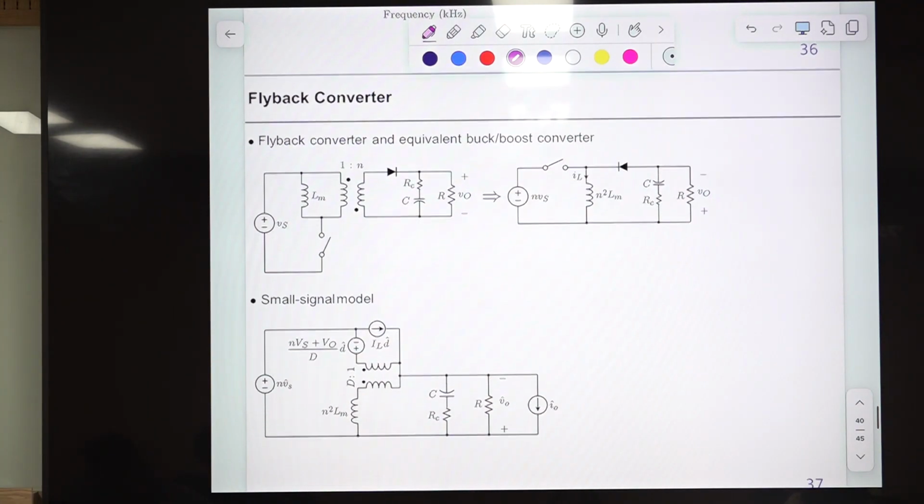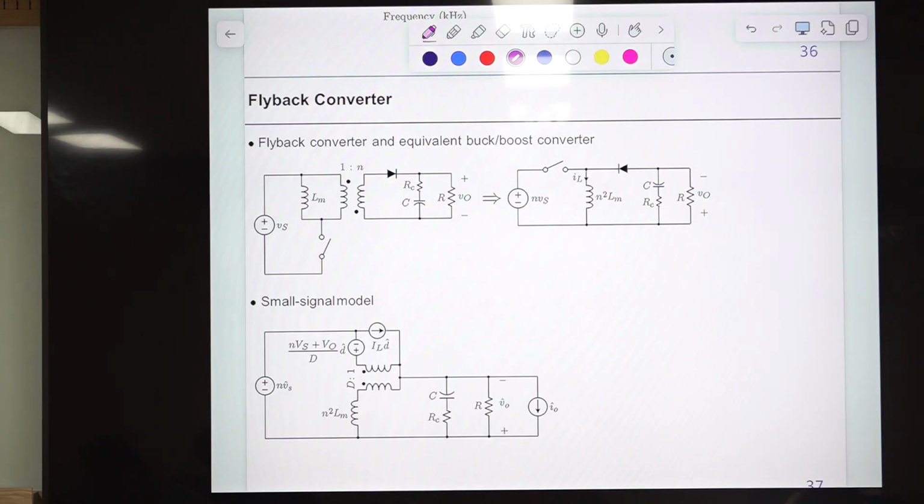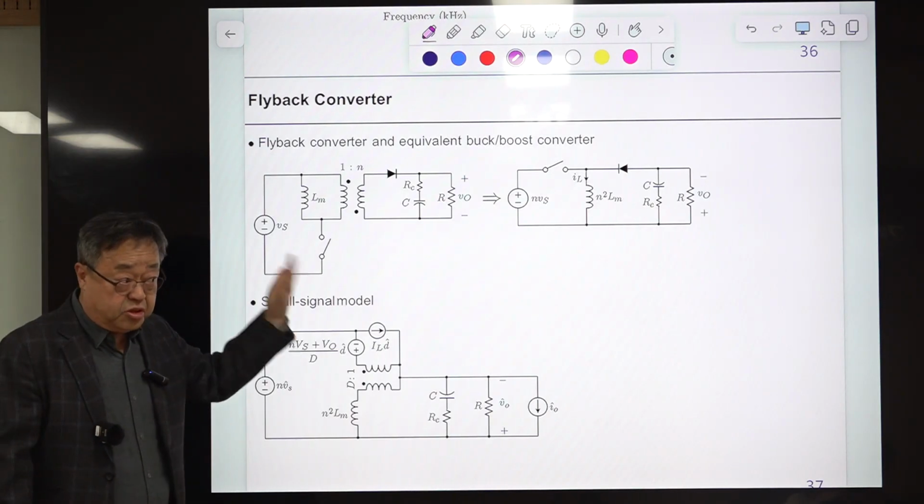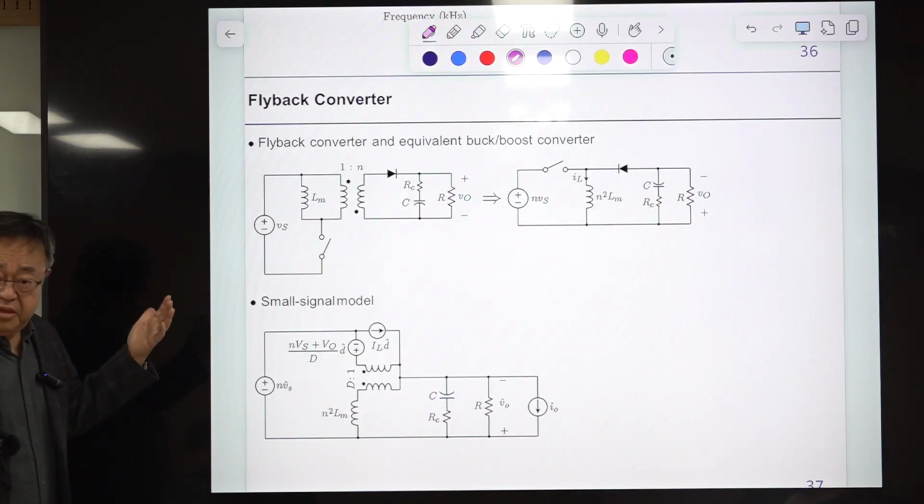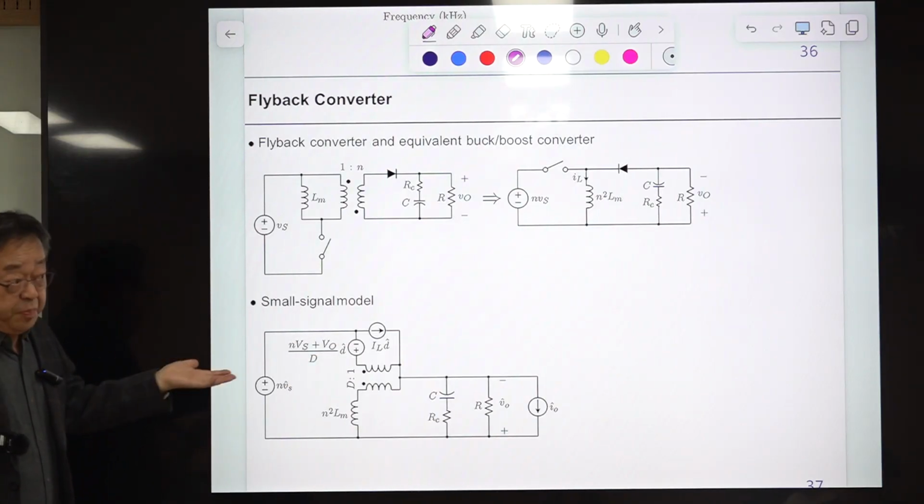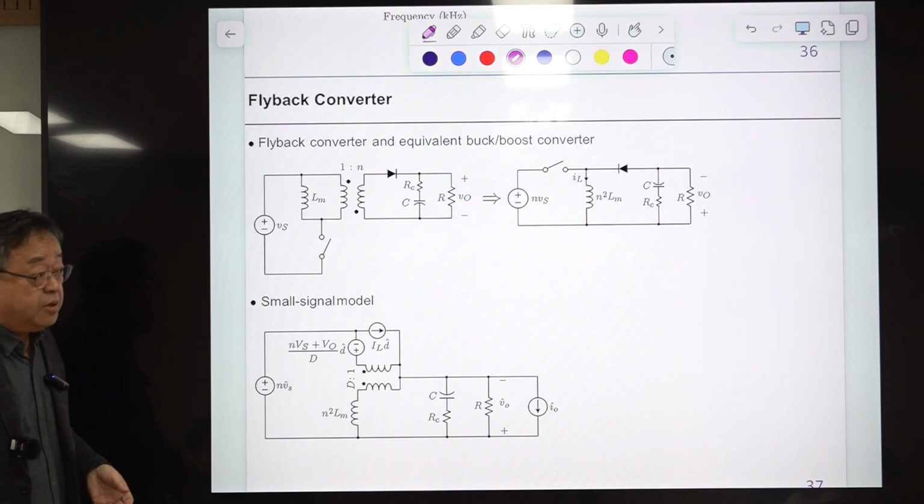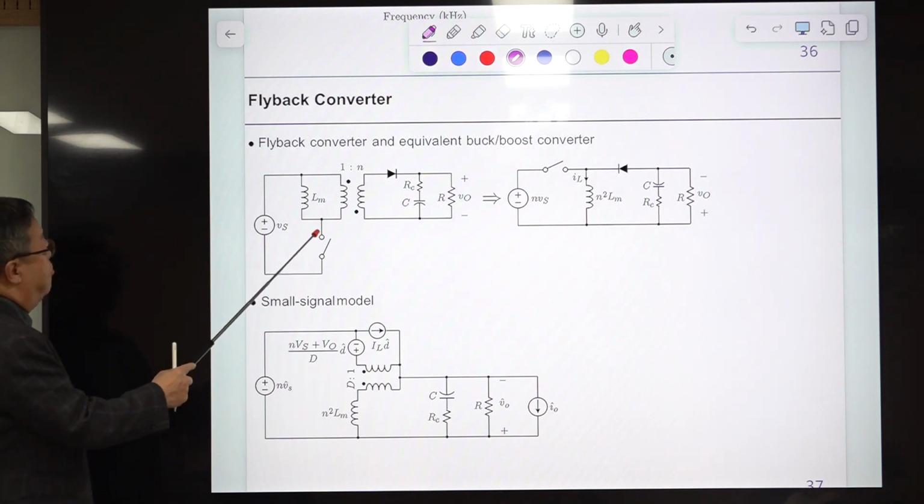This converter is called the Flyback converter. This is very, very popular, even more popular than the previous one, because this is very cheap, very cost effective. This is the structure of the converter.